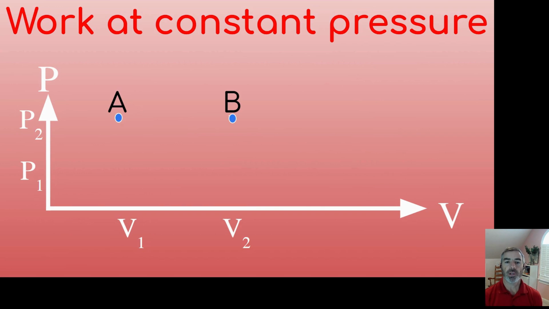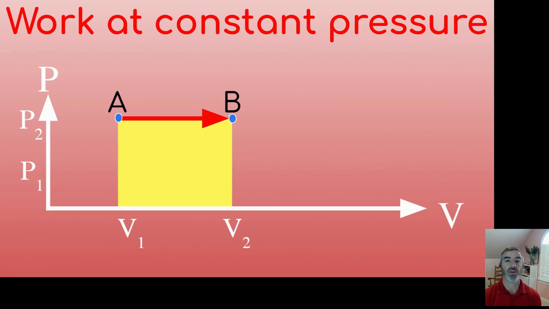So if we look at a PV diagram, if we have work done at a constant pressure, that looks like our graph that we saw earlier in the video, a horizontal line from A to B. Now, pressure times volume is the way we calculate work, the negative pressure times change in volume, which is also just going to be the area underneath this curve.